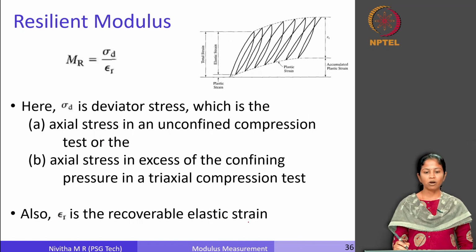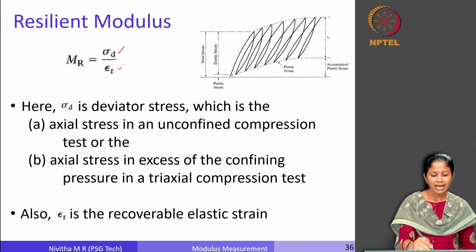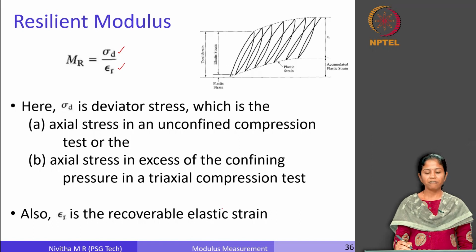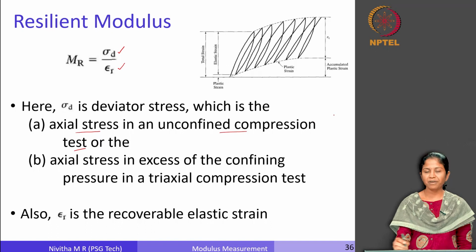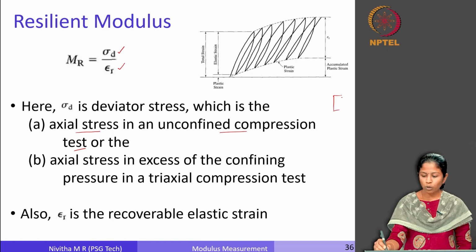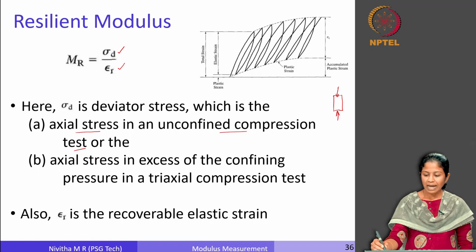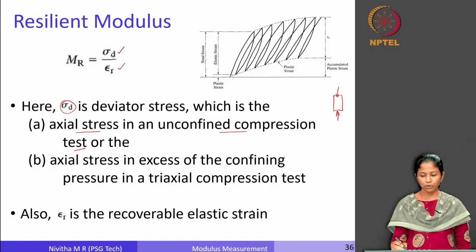Now let us define this resilient modulus. What is this resilient modulus? It is a ratio of two parameters. One is the deviatoric stress and the second one is the recoverable strain. What is the deviatoric stress? It is defined as the axial stress in an unconfined compression test. If I do a UCC test wherein I do not apply any confining pressure, I simply apply an axial force, this axial force that is applied is called the sigma d parameter or deviatoric stress.